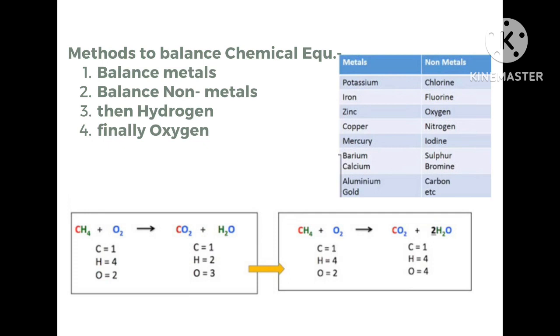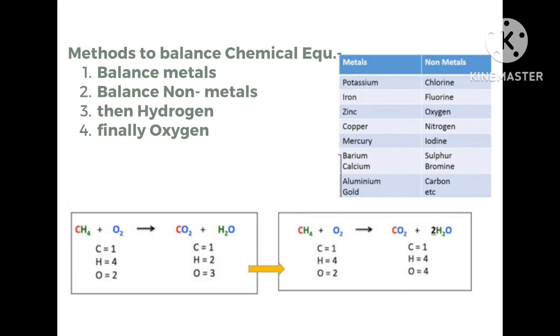So first of all, as I have written, we need to balance the metals. As there is no metal present, next we will move on to non-metals. The non-metal is carbon. The number of carbon atoms is equal on the reactant as well as the product side. So next we will move on to hydrogen. As we can see, hydrogen is 4 atoms in the reactant and 2 atoms on the product side.